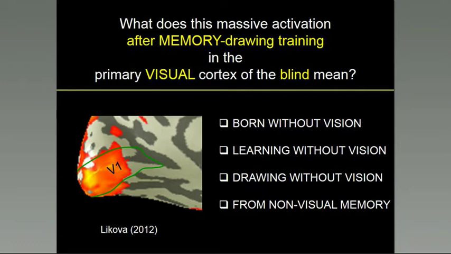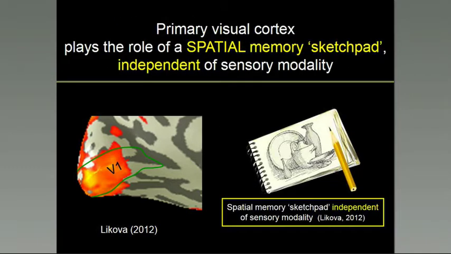These results are showing you that this is not the case, because these subjects were born without vision, they were learning without vision, and they were drawing from non-visual memory. They didn't even touch the images during the drawing. This is freehand drawing from memory, so they not only didn't see, but they didn't touch any image during the drawing. So what does this mean?